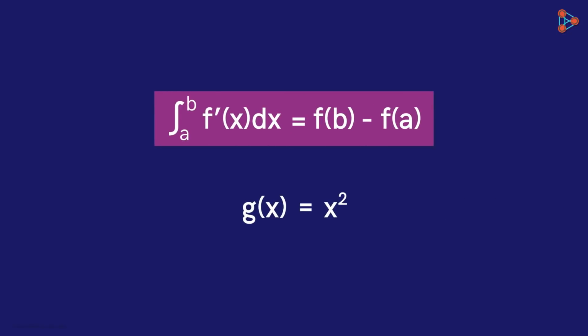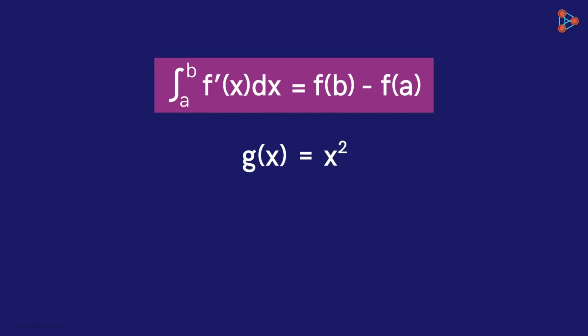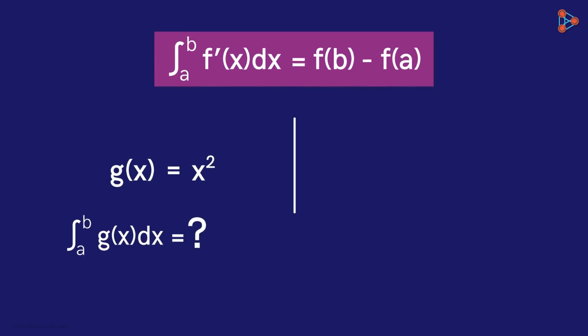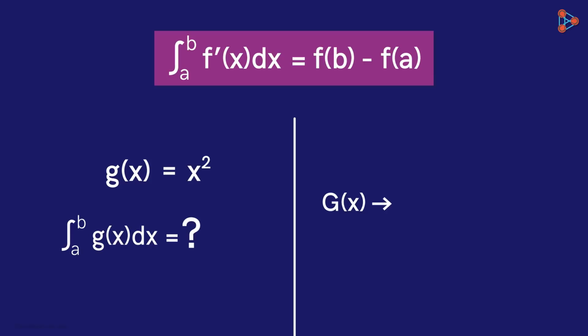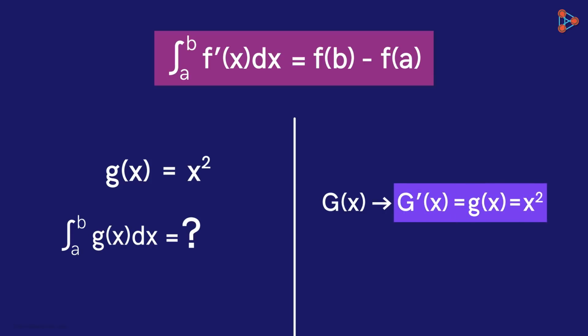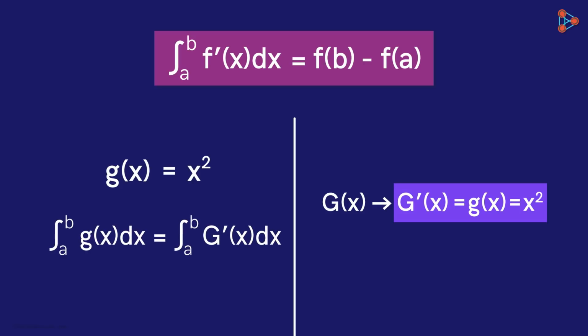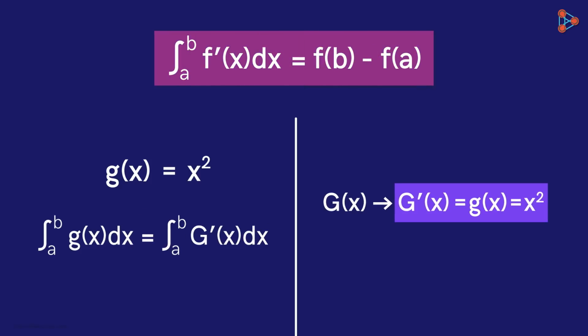Consider this function g of x. Let's find the integral of this function from a to b. Can you think how we can apply this result to find the integral? Let's see. Suppose we find a function capital G of x such that its derivative is this function g of x. Then we will get the integral of g of x is equal to the integral of the derivative of capital G of x. Now, according to this result, we can see that this integral will be equal to this.